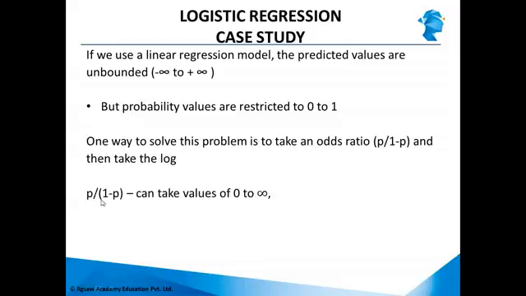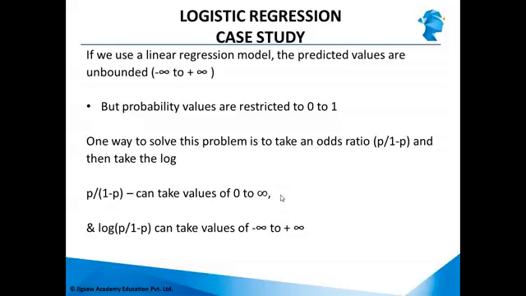P over 1 minus p can take values from 0 to infinity. If p equals 0, p over 1 minus p is 0. If p equals 1, then p over 1 minus 1 is infinity. So, my p is obviously the probability of the event. So first I transform this p variable into p over 1 minus p, then it becomes an odds ratio. Then I take the log of that, because if I take the log of a quantity that can range from 0 to infinity, then the log of that quantity can take values from minus infinity to plus infinity.